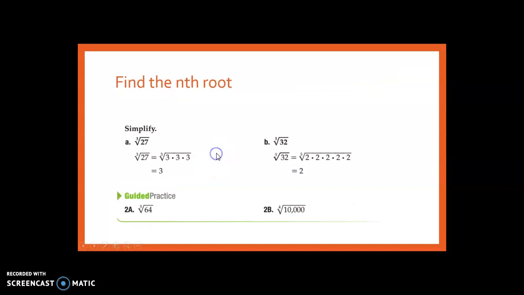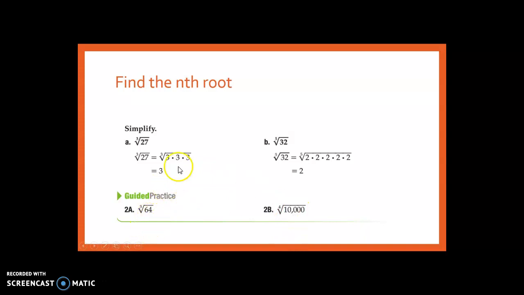So we're going to move on. Now, finding the nth root. Okay, so that's the cube root, the fifth root, the square root. They all essentially mean the same thing. And it's really important that you remember your basics, 3 to the third power, 2 to the fourth, all the things we've been working on recently to really help you go back and forth.